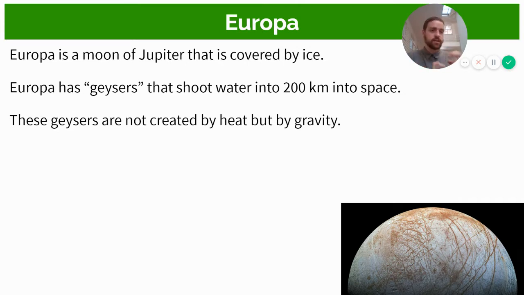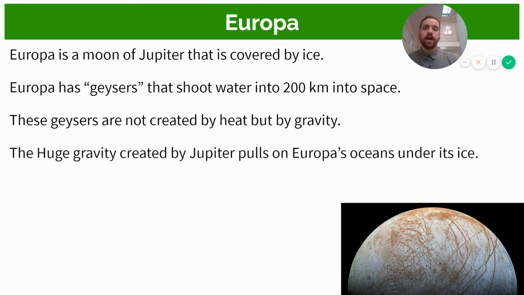There's no heat on Europa, it's frozen, but there's liquid water under the ice, like in Antarctica. There's liquid water under the ice of Europa. And there are huge amounts of gravity created by Jupiter. Remember, Jupiter is one of the biggest planets, has the most mass. So if it has huge amounts of mass, it has huge amounts of gravity. So as Europa moves around Jupiter, Jupiter is pulling with all its might on Europa.